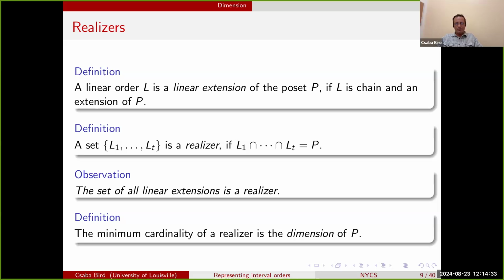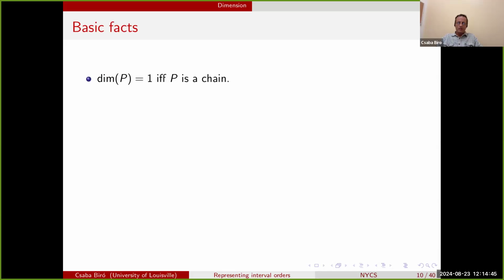So I'm saying all of this because the first couple of results are mostly about the dimension of interval orders that have certain properties in their representations. So a couple of basic facts. If P is a chain, you can represent it with a single linear extension. In fact, it has one linear extension. And so that's a very trivial statement, and of course, it's vice versa.